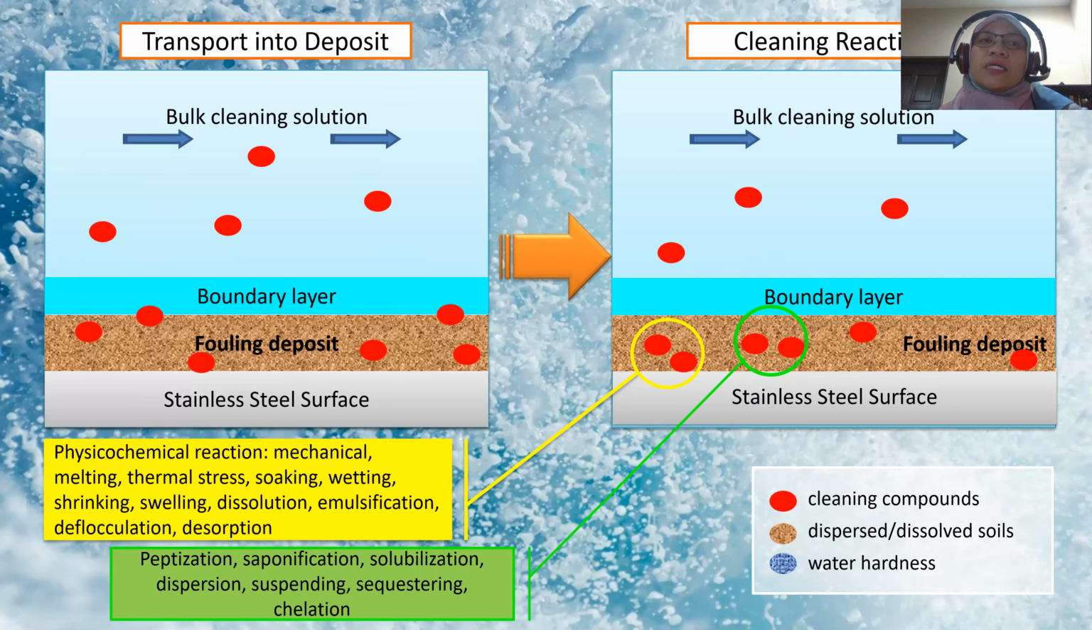This reaction will weaken the cohesion force between the soil and soil bonds, and the adhesion force between the soil and substrate bond. So here in this illustration, our substrate is the stainless steel surface.